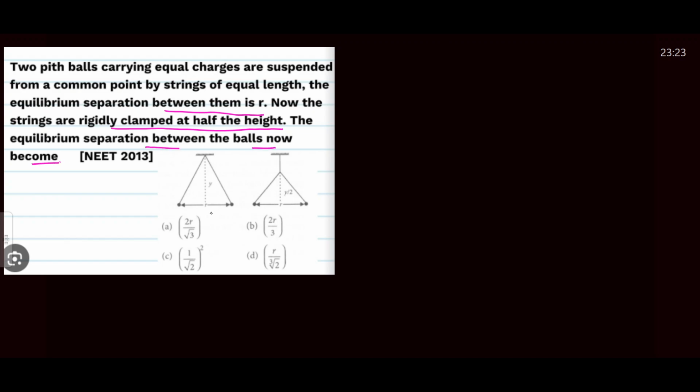Again, the very basic thing. This distance r is given to you. This is r prime, and this distance is y, and this is y by 2. You have to understand it. So now we are going to solve it.